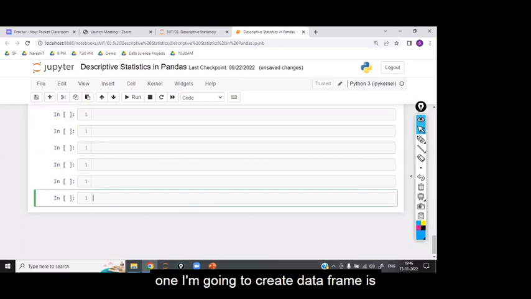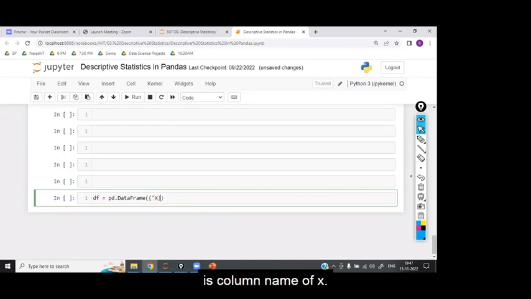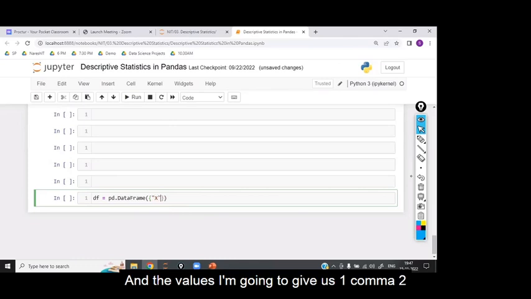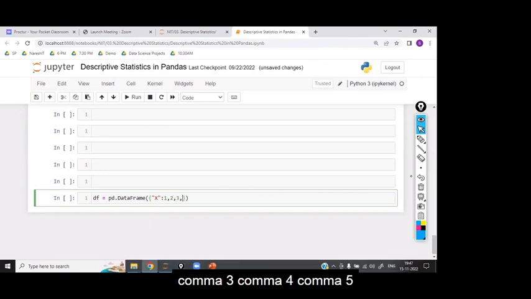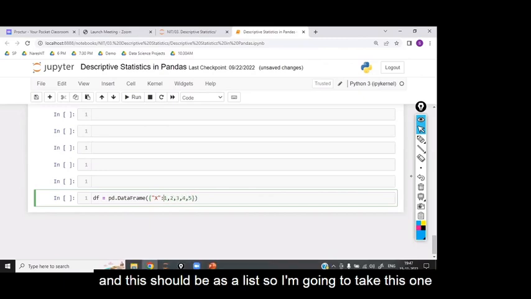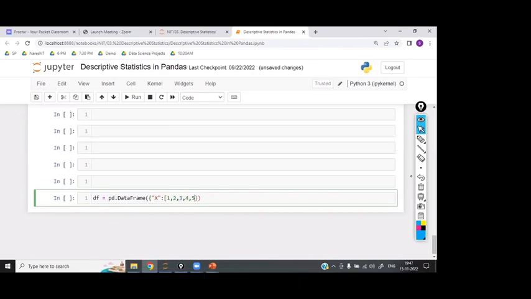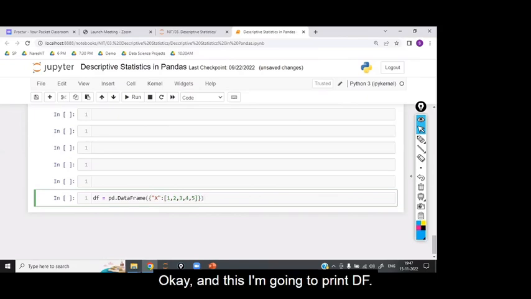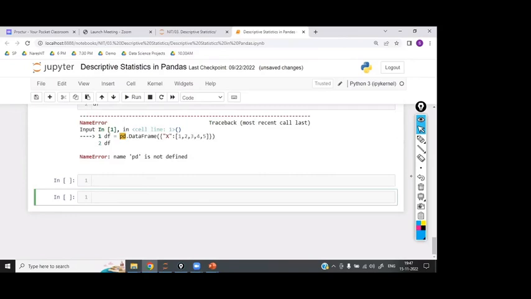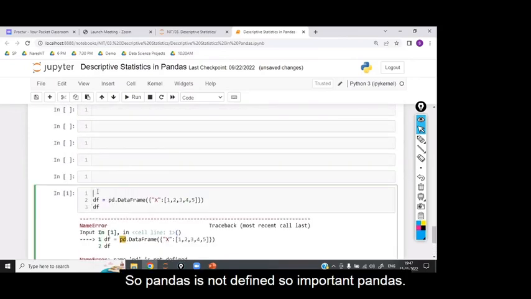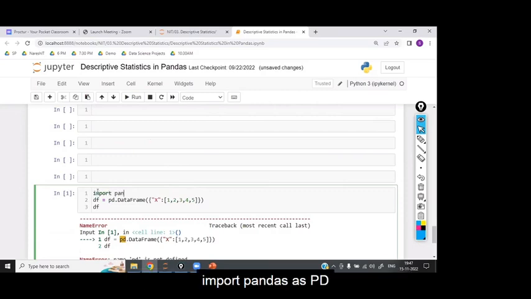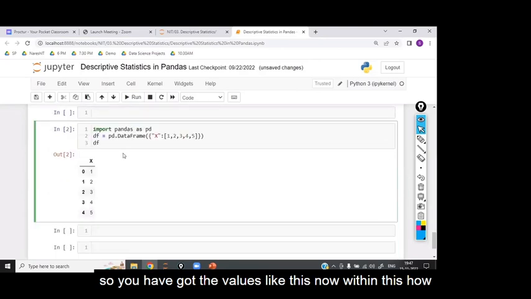First, I'm going to create df equal to pd dot DataFrame of, and I'm going to use a dictionary where x is the key name, that is the column name, and the values I'm going to give as 1, 2, 3, 4, 5, and this should be a list. Then I'm going to print df. So pandas is not defined, so import pandas as pd. So you have got the values like this.